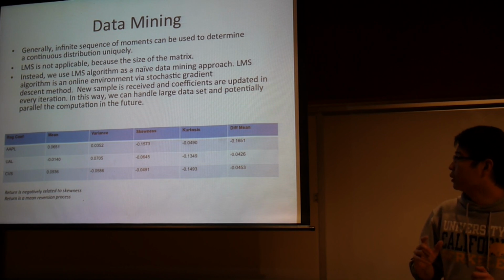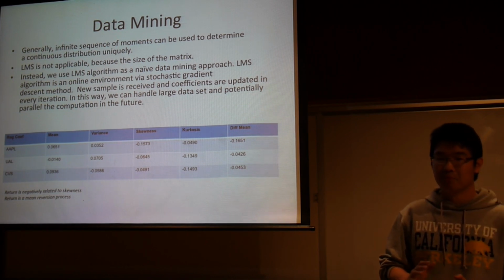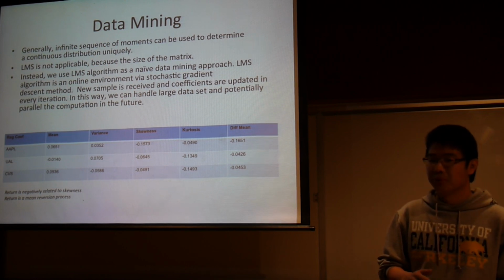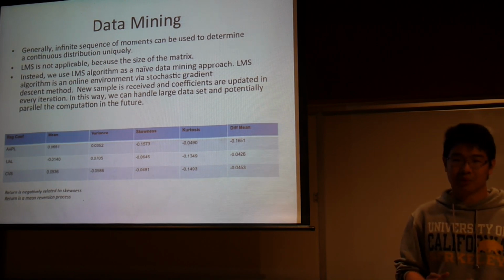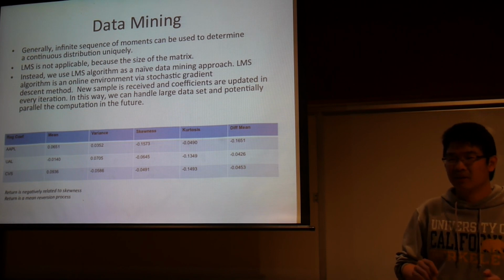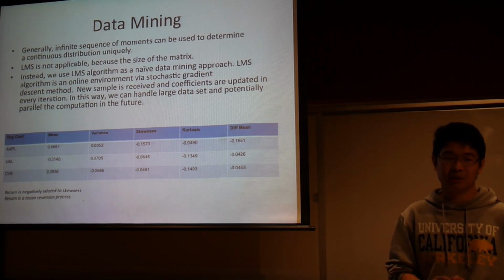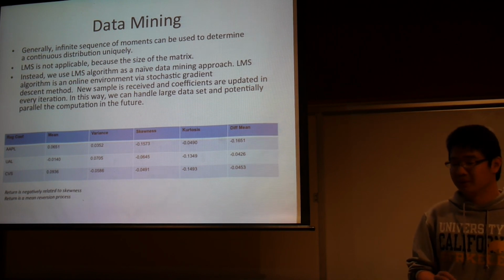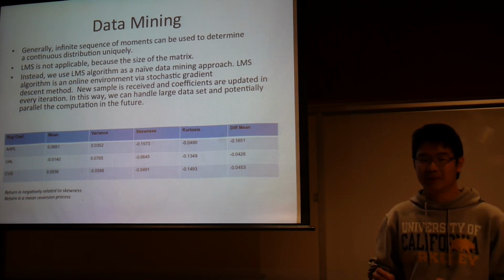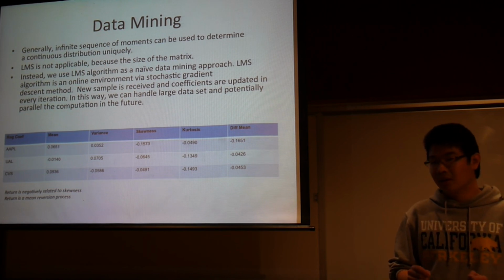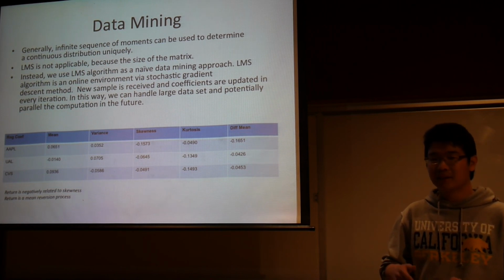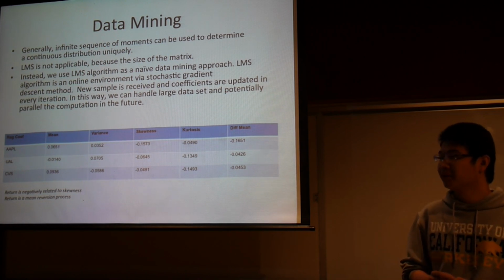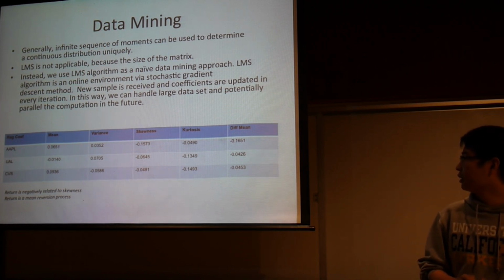Right now we select 4 important moments: mean, variance, skewness, and kurtosis. The general least mean square cannot be used because of our large data set. So we use the least mean square algorithm, which is a stochastic gradient descent method, to do an online, sample by sample algorithm to get the coefficients of the least mean square.